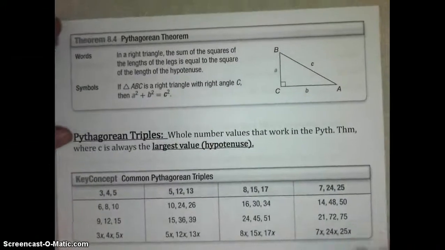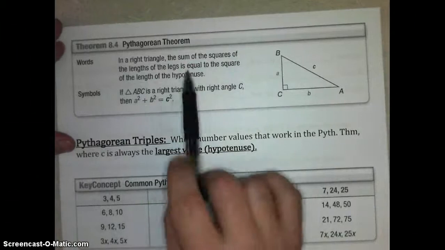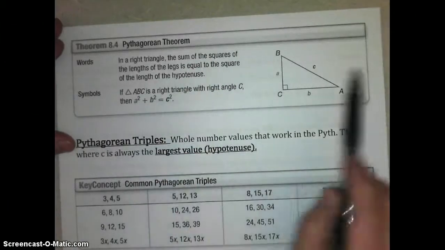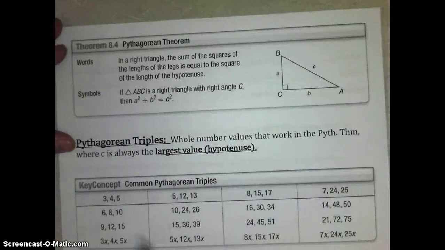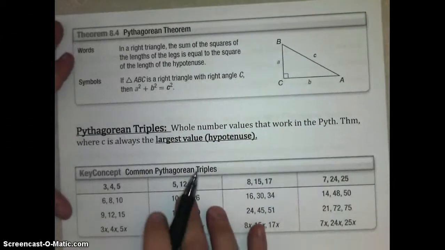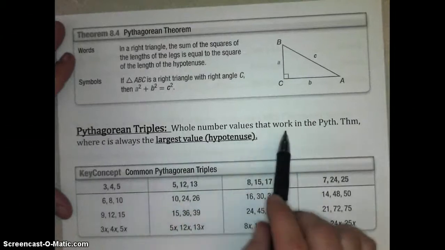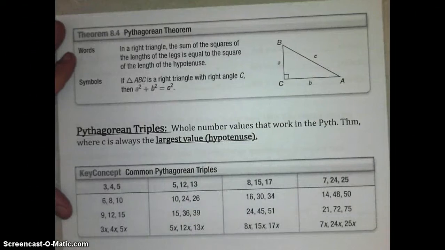So just a quick review of the Pythagorean theorem. In a right triangle, the sum of the squares of the lengths of the legs is equal to the square of the length of the hypotenuse. In short, a squared plus b squared equals c squared. That leads us to what we call Pythagorean triples. Pythagorean triples are whole number values that work in the Pythagorean theorem, where c is always the largest value, which would end up being the hypotenuse of a right triangle.